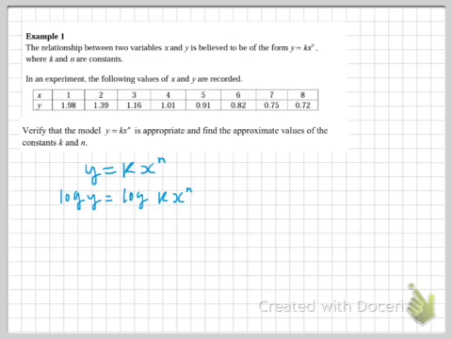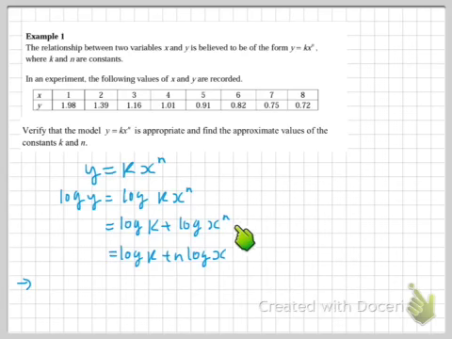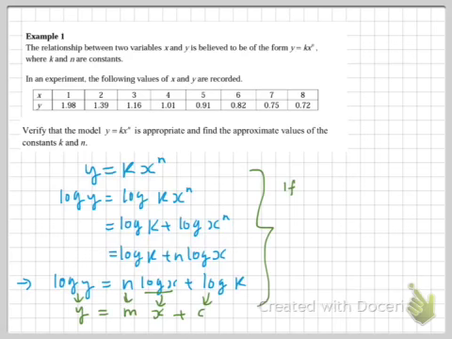Right, the first thing we could do is take y equals kx to the power n, and let's take the logs of both sides. And then we can separate them out using the multiplication law. And then use the power law, we bring the n down. And now let's write this in terms of the variable y and the variable x, because those are the variables that are given to us.